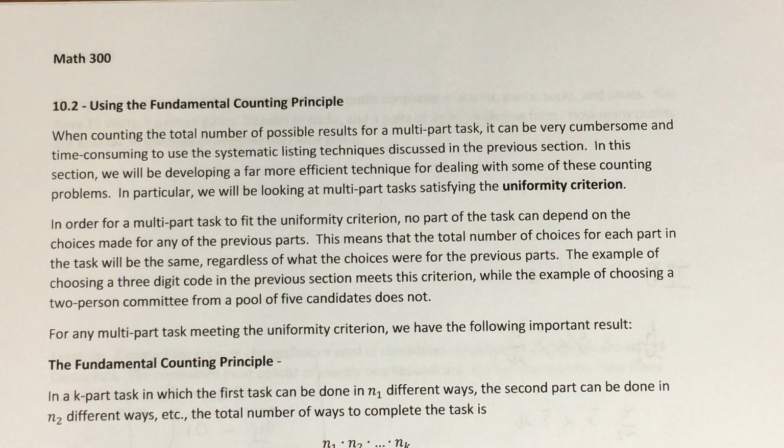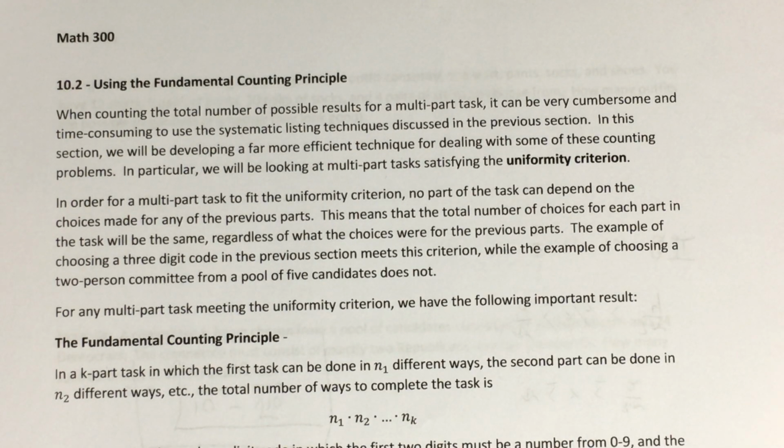But we could very easily make a problem like that unmanageable by looking at cases where each part of a process has way more possibilities. And it becomes impractical to use those systematic listing approaches in those cases. So here's where we want to develop a much, much better tool. It's going to be called the fundamental counting principle, which we will derive. We will talk about this in a moment.